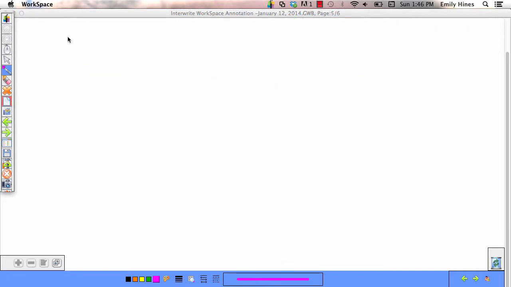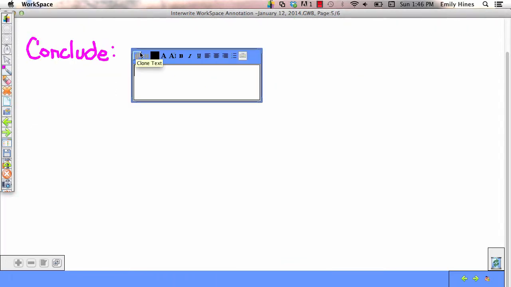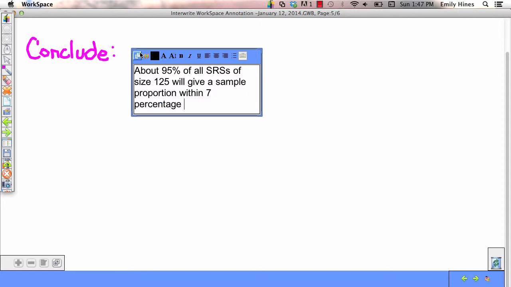My conclusion would be: about 95% of all simple random samples of size 125 will give a sample proportion within 7 percentage points of the true population proportion. There's my conclusion.